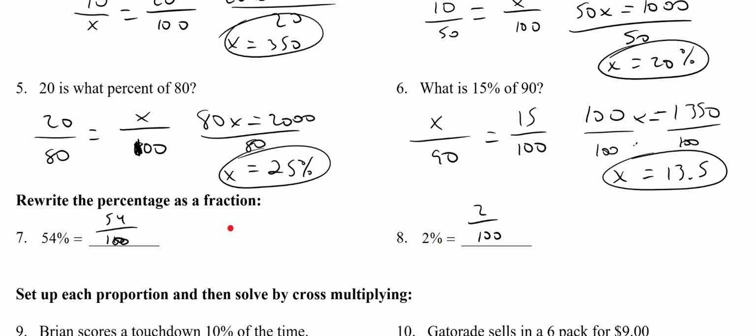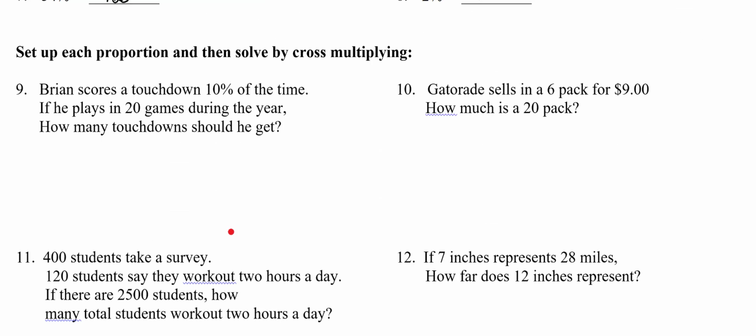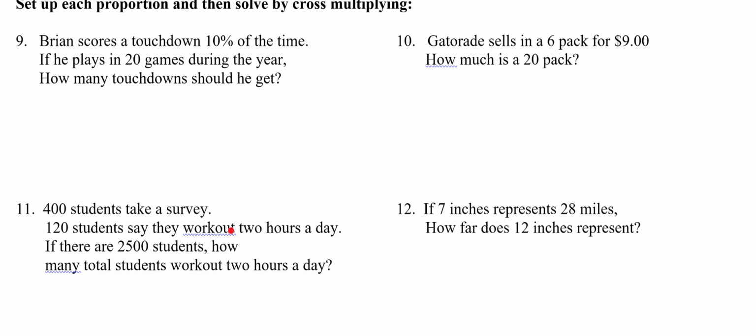All right. So let's keep going here. All right, so these are setting up proportions and then cross multiplying. So Brian scores a touchdown 10% of the time. So remember, 10%, that always goes with the over 100. Always, always, always. And he plays 20 games in the year. How many touchdowns? So 20 is the total number of games he's playing. And he's making less touchdowns because he's playing 20 games. So the big number always goes in the bottom for this, right? And then you're going to put x on top.